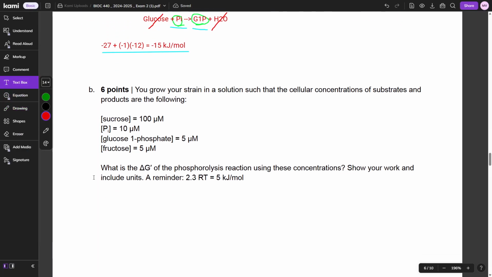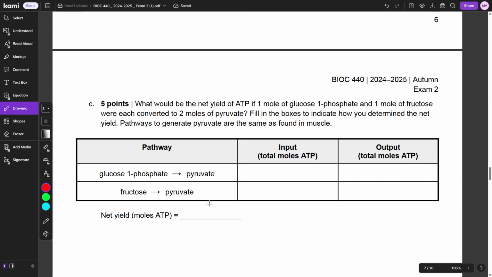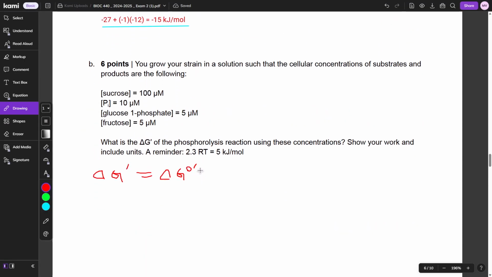So if you remember your equation, I highly suggest memorizing this. It's going to be equal to the delta G prime, which is equal to the delta G naught. And I don't remember if they put naught prime or whatever. It doesn't really matter, but I just copy it down from the equation sheet.